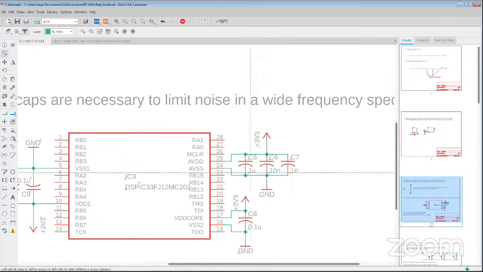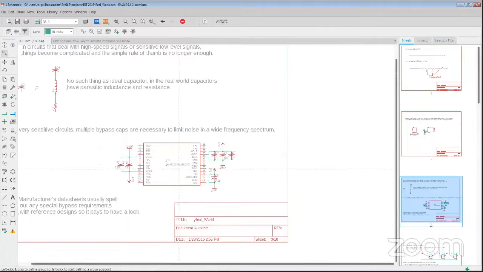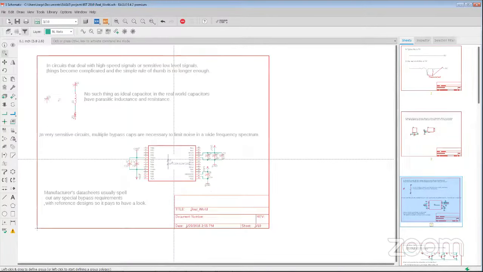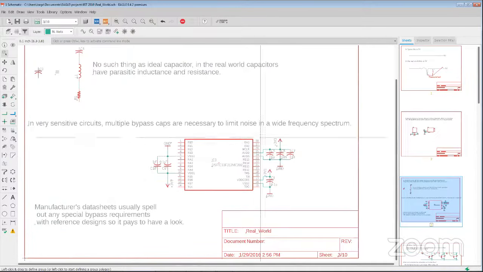Having multiple capacitors in parallel has a few advantages. Number one, your overall equivalent series resistance gets lower because you have these resistors in parallel. And number two, you can make sure that the impedance is low across all the frequencies of interest, all the frequencies in which noise could couple into your circuit, or where you could have some sort of failure. So that's something to keep in mind.